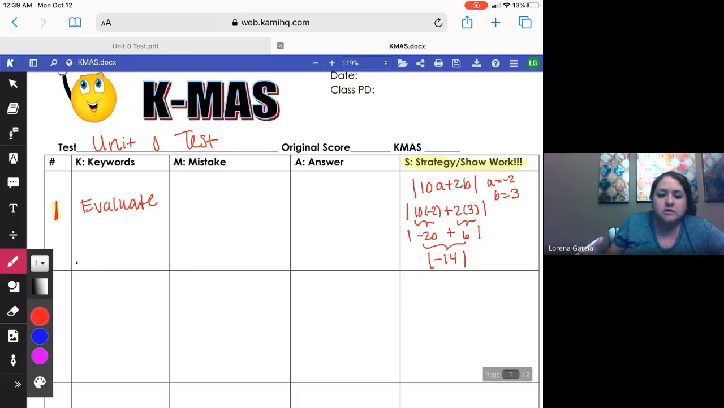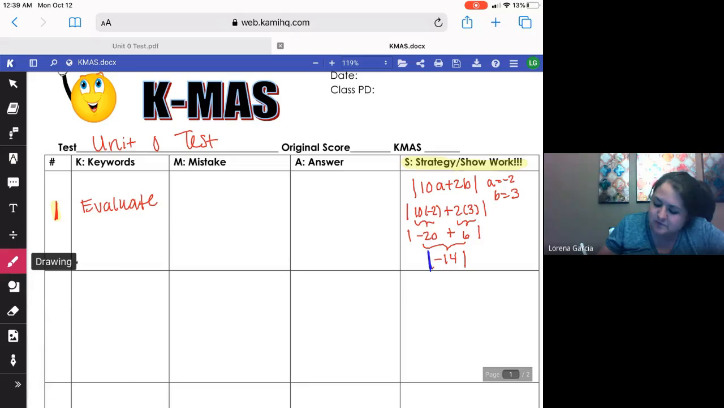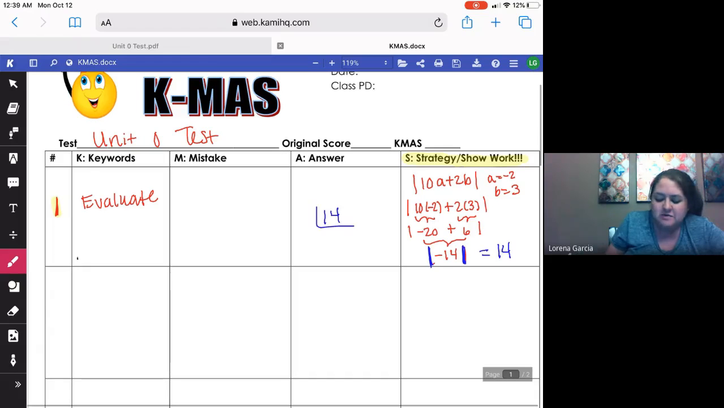And here's where a lot of students made their mistake. They put -14 as their answer, and they forgot this means absolute value. So the absolute value of -14 is actually +14. So +14 was the correct answer.